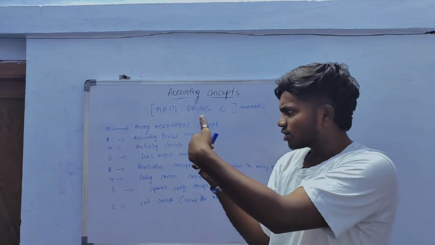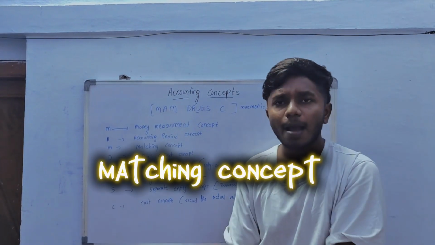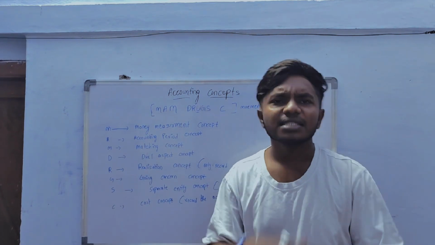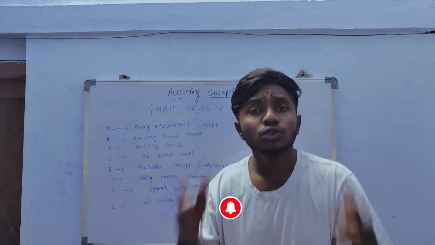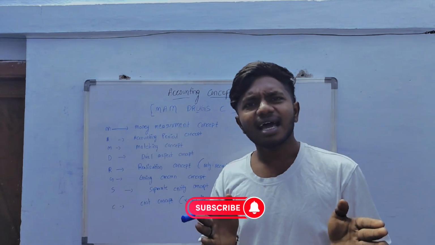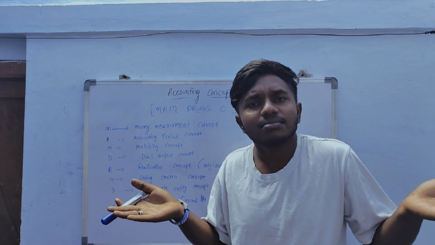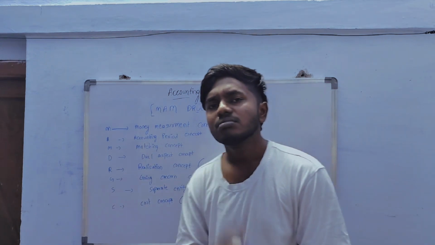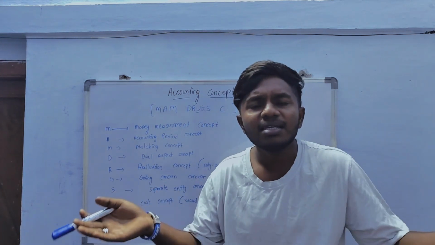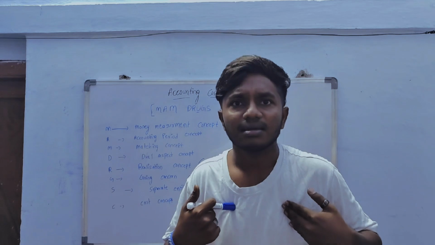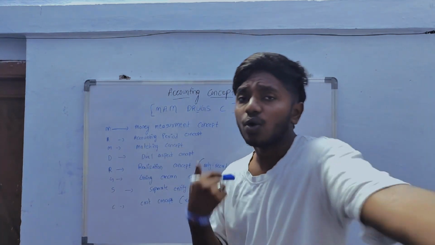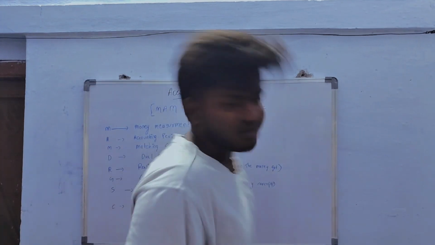So let's talk about the matching concept. The matching concept states that every journal entry, every ledger, every trial balance, every profit and loss account, every balance sheet should tally. If it doesn't tally, it means you made a mistake. So the matching concept deals with that. Every account should tally. If it doesn't tally, it means we made a mistake. We accountants made a mistake, or rather, we accounting students made a mistake.